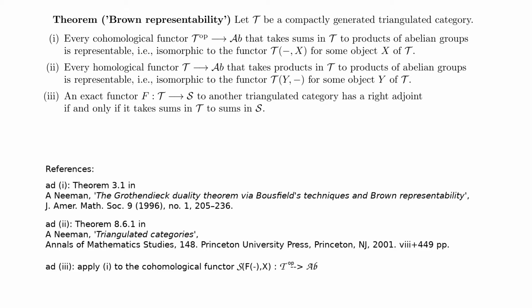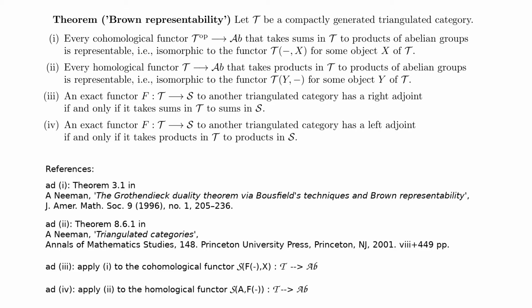The third property is a formal consequence of the first. To get the adjoint functor on objects, you just apply the representability to the hom functor where you plug in the functor f in the first variable. To get the functoriality on morphisms, you apply the Yoneda lemma, which will also give you compatibility with composition. There's again the dual statement. An exact functor from our given triangulated category to some other triangulated category has a left adjoint if and only if it preserves products. Clearly, a functor that has a left adjoint has to preserve products, so again, the substance is in the converse. And again, property 4 is a formal consequence of property 2.